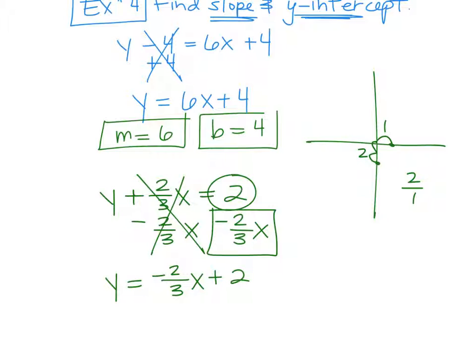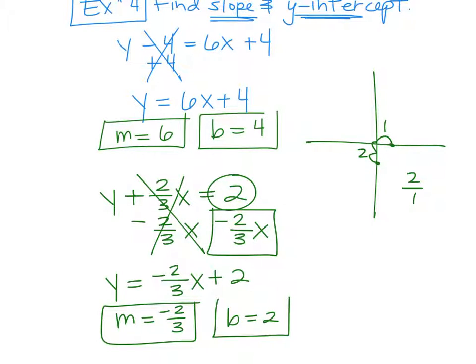Okay? So if this is my setup, what's my slope? Negative 2/3. What's my y-intercept? 2. Okay? Questions on that?